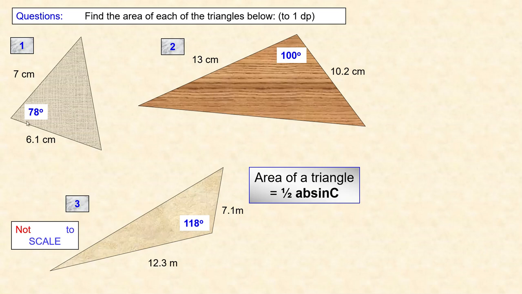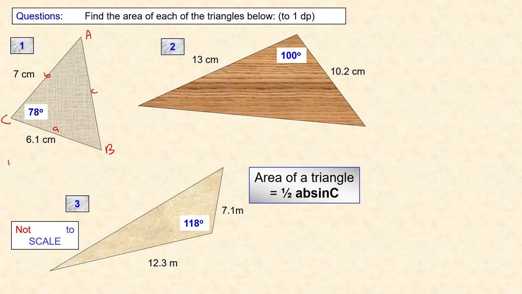Right, as usual, most important thing is labeling the sides. This is the angle, which is in between the 2 sides, so this is going to be C. This can be A, and this can be B. A and B are not important. Opposite A, we've got small a, opposite B, small b, and opposite C, small c.